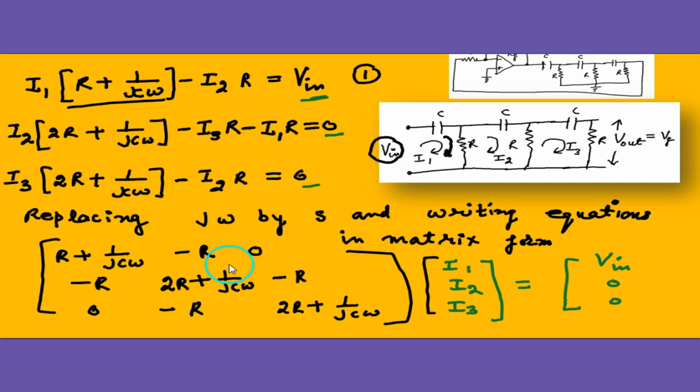Now we write it in matrix form. The I1 component is here, right? The I2 component is minus R. There is no I3, so 0. Then there is I1 here, minus R. I2 is here, so this is the component. I3 has minus R here. Again, there is no I1, so it is 0. I2 has minus R, and I3 is this one. So I1, I2, I3, and here V in, 0, 0. So V in, 0 and 0. Okay.